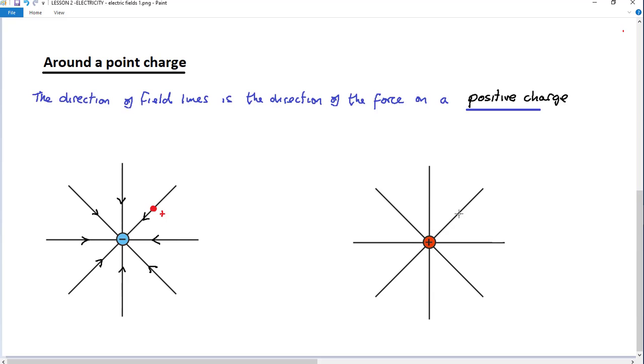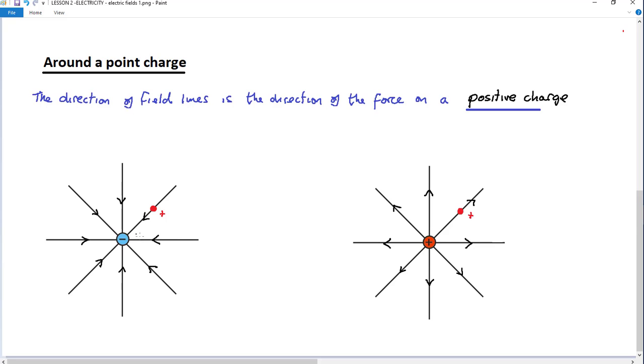Well, again, we apply the same rule. We place our positive charge on one of the field lines. We say in which direction will it move in this situation? Well, it will move away from the point charge because positives repel. So we know that the field lines will now point away from the positive charge. And that's the principal thing that you need to remember for your GCSE.